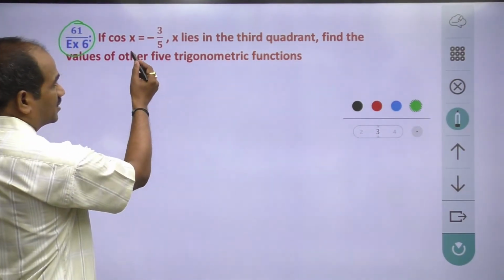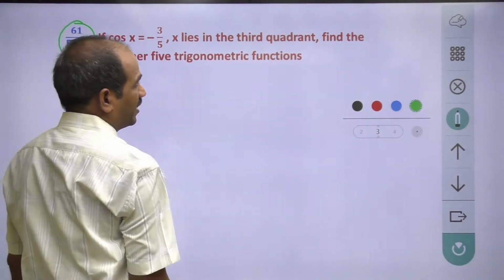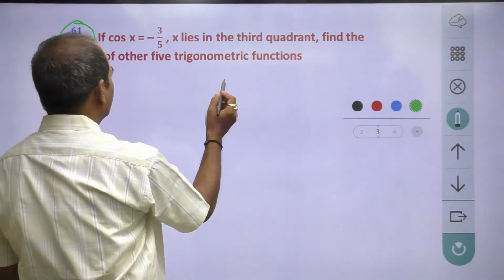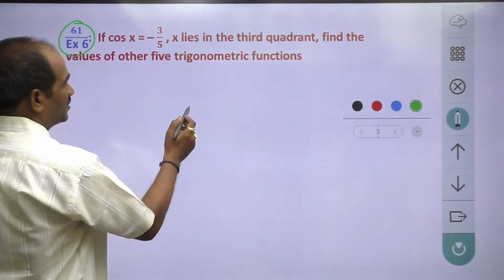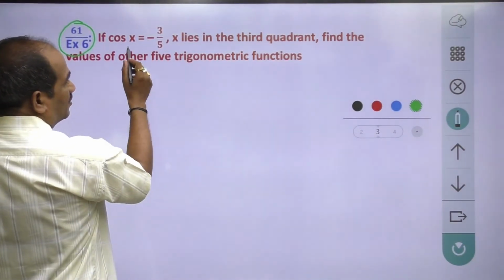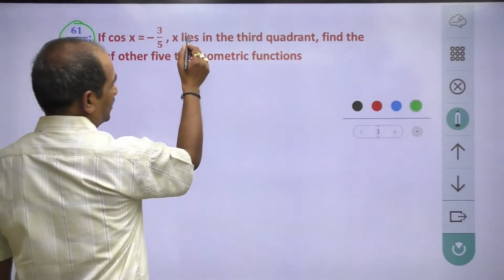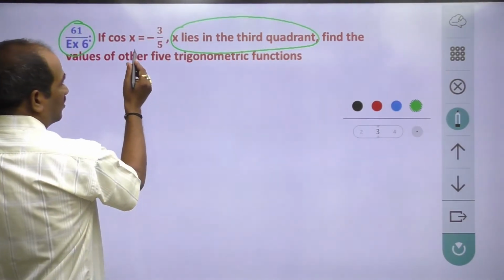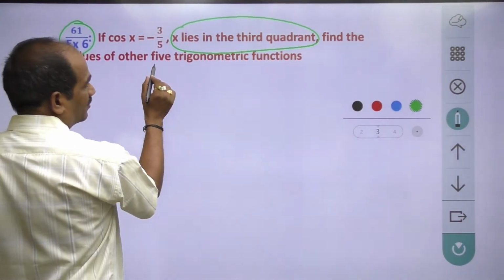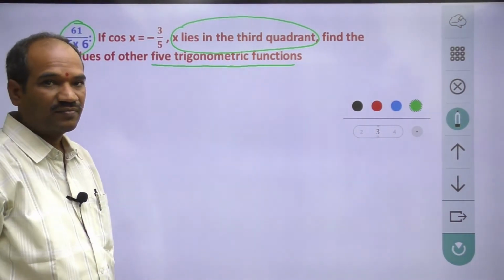See here, first, cos x is equal to minus 3 by 5. x lies in the third quadrant. Find the values of the other 5 trigonometric functions. In this given data, the cos x value is given, cos x is minus 3 by 5, and x lies in the third quadrant.